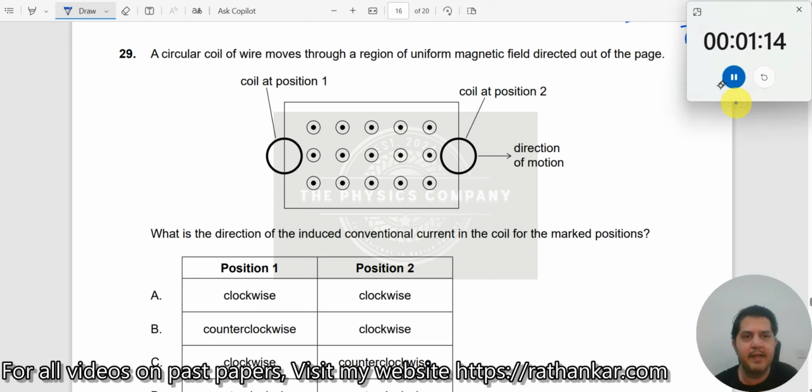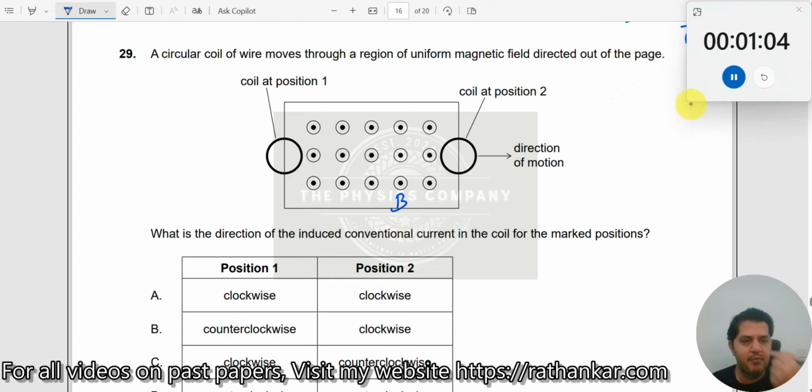Question number 29. A circular coil of wire moves through a region of uniform magnetic field directed out of the page. Okay, so what is this now? This is a magnetic field which is being directed out of the page, coming outside towards me. And you have a circular coil which is moving in this direction and it exits out from here. What is the direction of the induced conventional current in the coil?